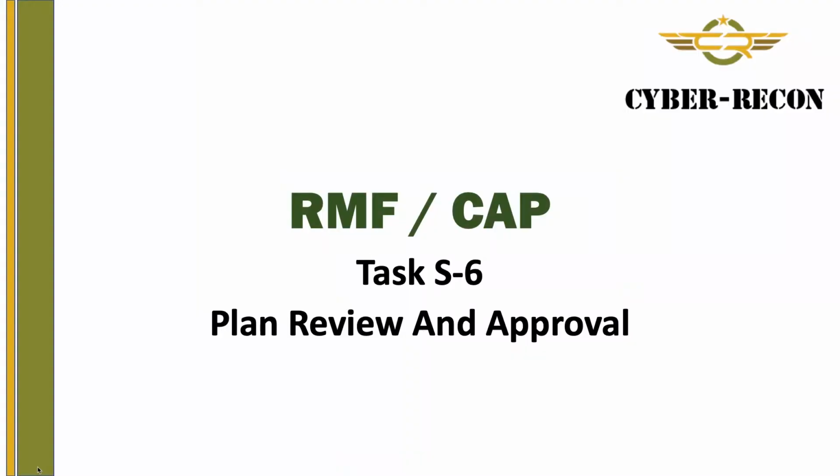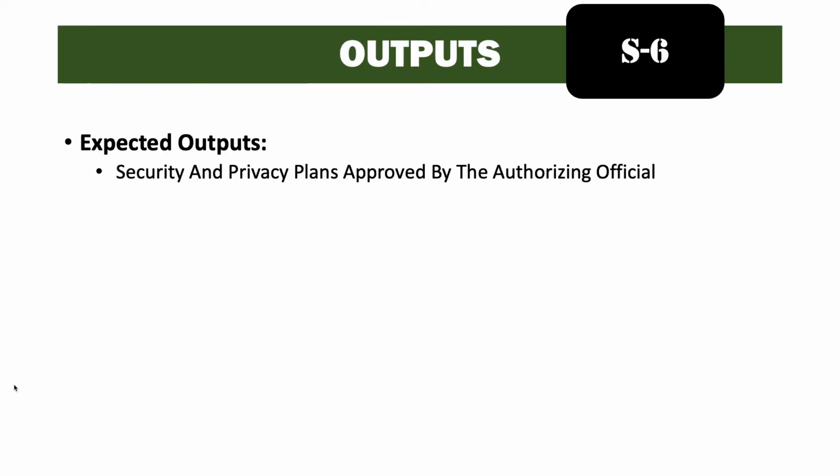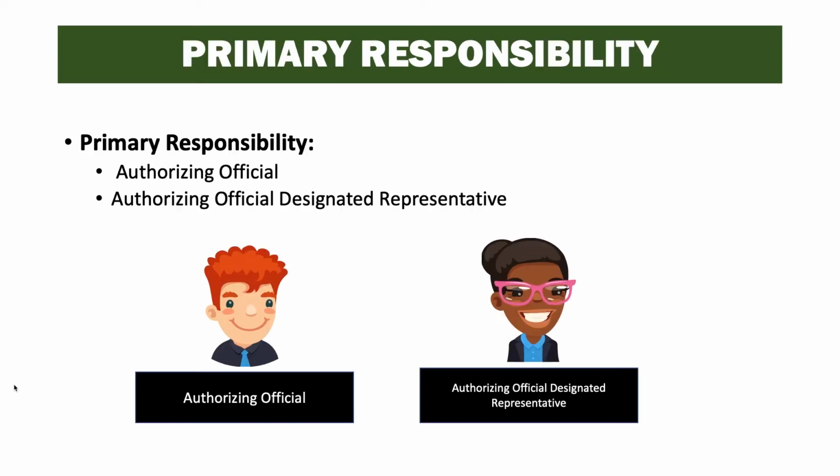In this task, S6, we'll look at plan review and approval. Review and approve the security and privacy plans for the system and the environment of operation is S6. Potential inputs include the security and privacy plans and organization and system level risk assessment results. The expected outputs for this task are the security and privacy plans approved by the authorizing official. Primary responsibility for this task include the authorizing official and the authorizing official's designated representative.